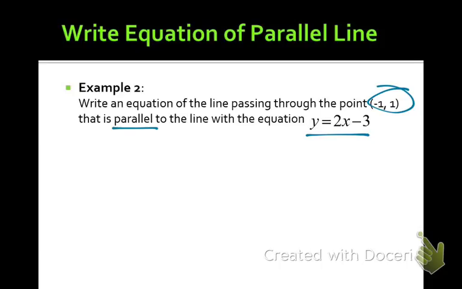Unfortunately, I don't have a y-intercept. I still need the slope. No matter what, we always need to know what the slope is. So what I know is that my line is parallel to this line. So what's the slope of this existing line? Well, hopefully you know that the slope is 2. Okay, that means the slope of my line is also going to be 2, since they're parallel.